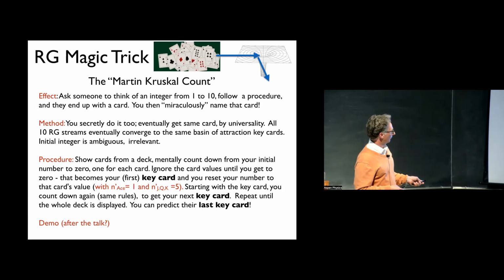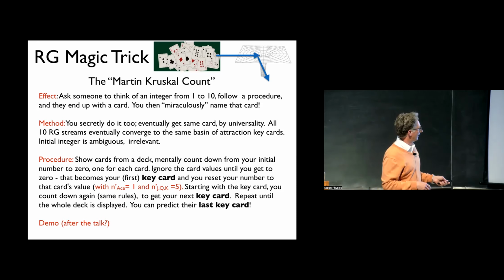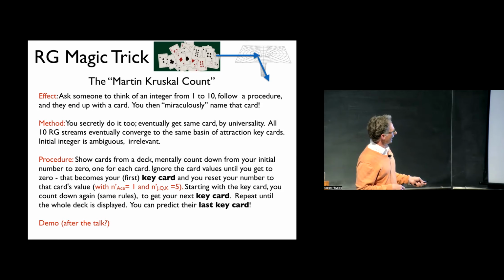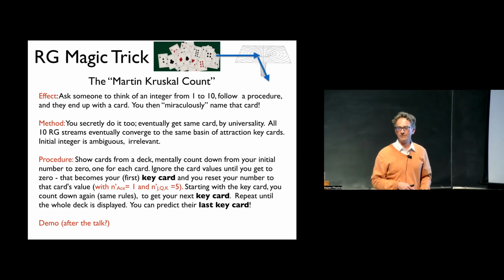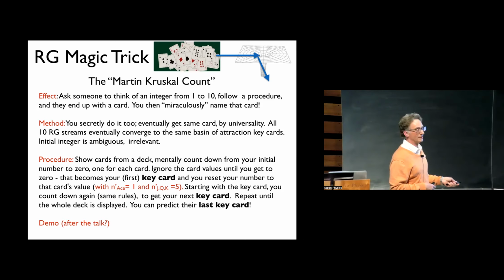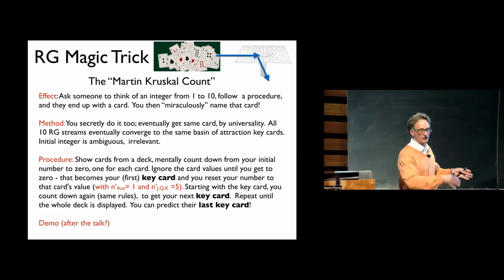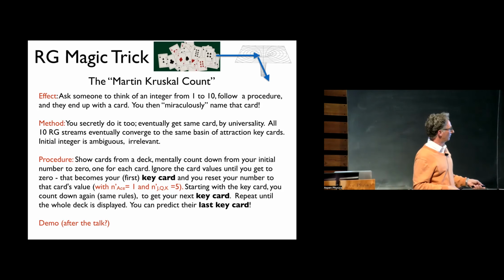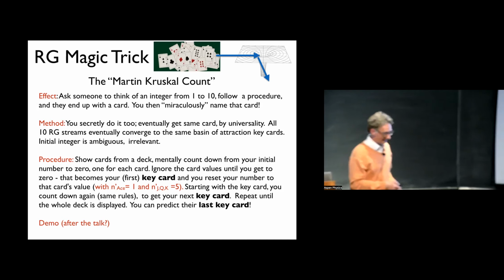So for instance, an ace would be 1, a 2 would be 2, and then all the way up to 10. If it's a jack, queen, or king, maybe just make it a 5 to make the thing converge a little bit faster. And then starting with that card, you do the same thing again with the same rules. And eventually, after enough of these steps, everyone will converge to the same thing. So if people are interested, we could try it out afterwards.